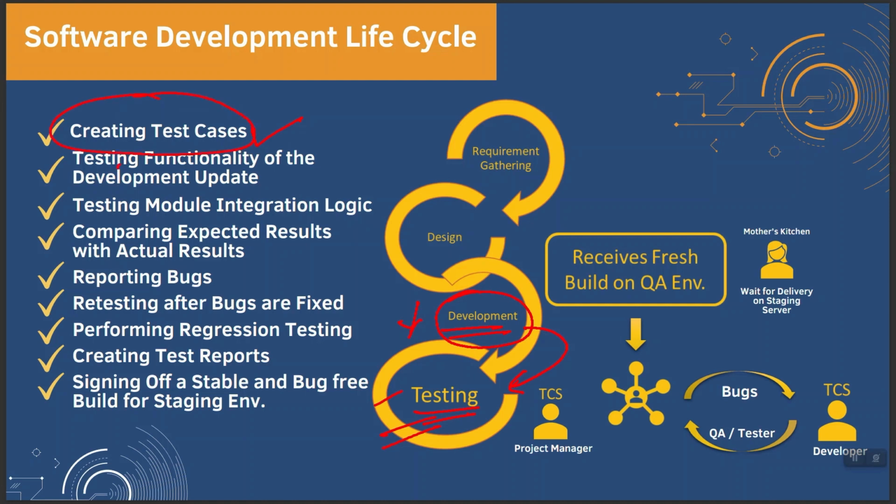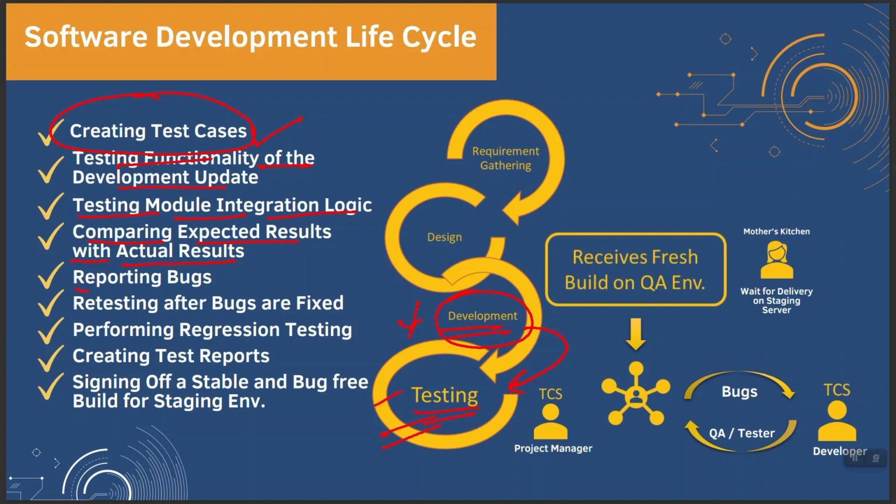So, testing the functionality of the development update is one of the tasks in the testing phase. There might be different modules in a particular feature wherein the integration logic is connecting all of them. The testing of this module integration logic will happen in the same stage. The comparison of the expected results with the actual results on the application will also happen in this stage itself.